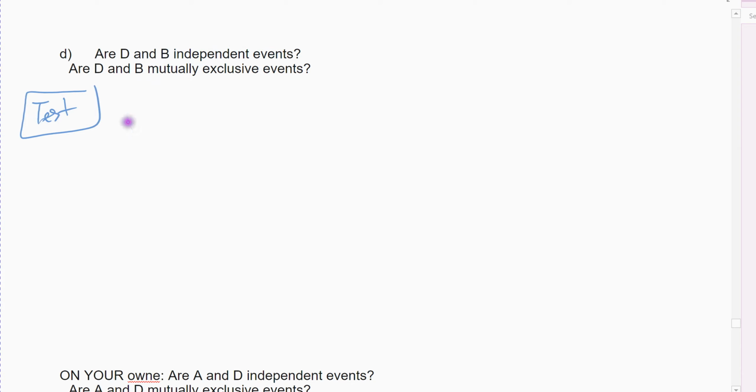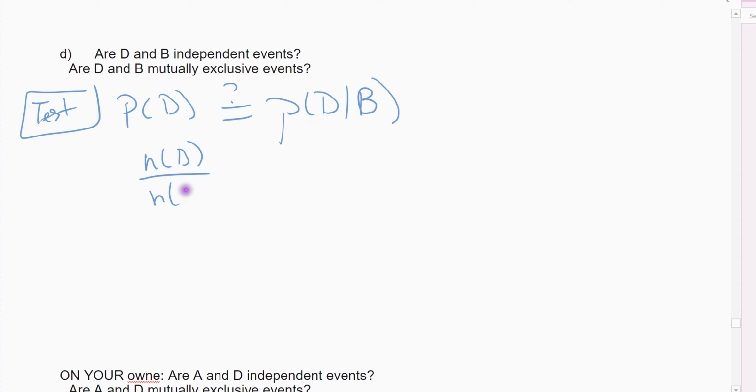So find the probability of D. Is it the same as the probability of D given my other event, which is B? So it's the number of D events out of my universal set. Is it the same as the condition, the number in my given, which is B, out of my universal?